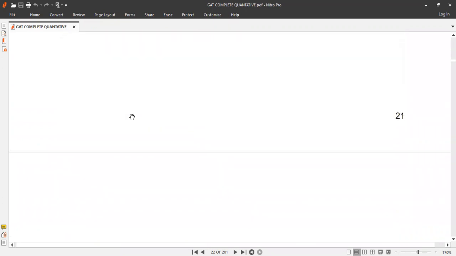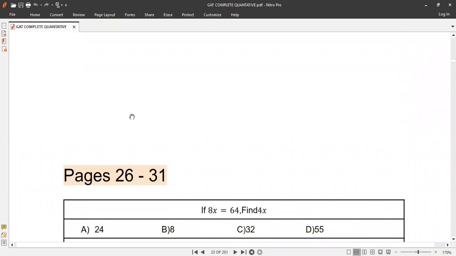Let me go to another question, my friends, on the next page, page 26. This is a very easy question. This simple multiplication equation, 8x equals 64, so x equals 8. Because when you have a multiplication equation, you use division to solve it. You divide both sides by 8 because you want to keep x alone. So 64 divided by 8 equals 8.